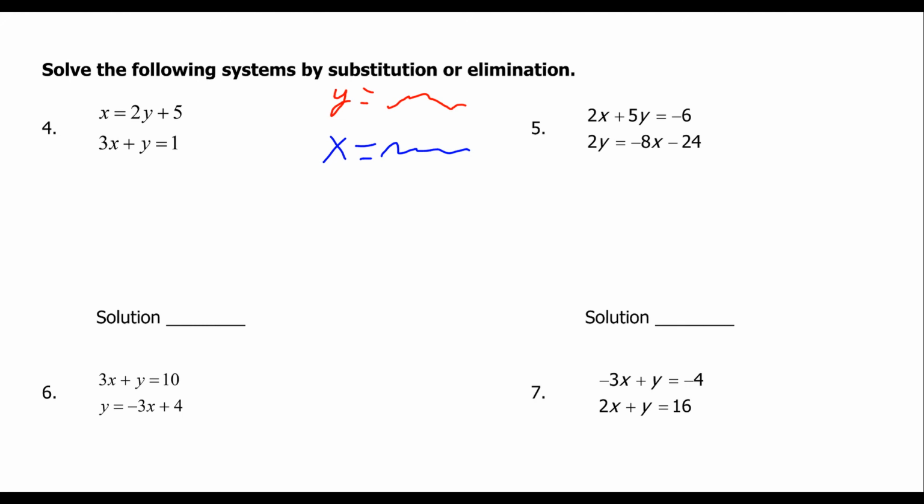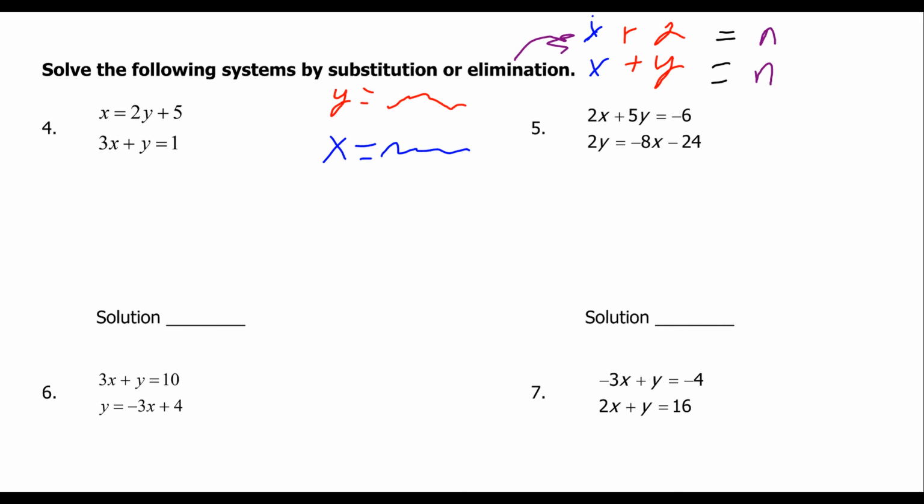Okay, now for elimination, we're going to look for the two equations to be lined up. So we're going to have x above x, plus y above y, and then the equal signs lined up, and then a number lined up. Okay, and that's what elimination is going to look like for us. And that's when you know, hey, I should probably do elimination on this.